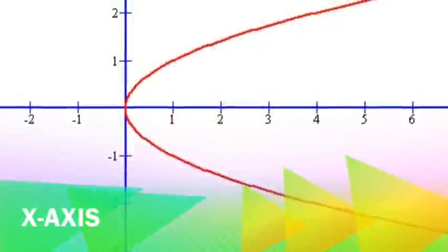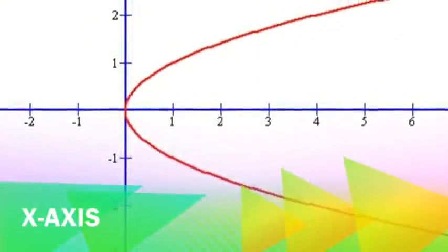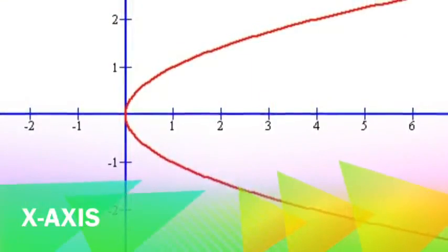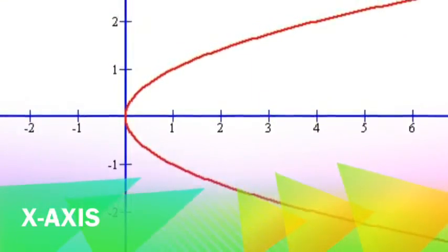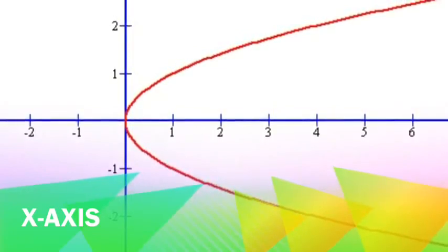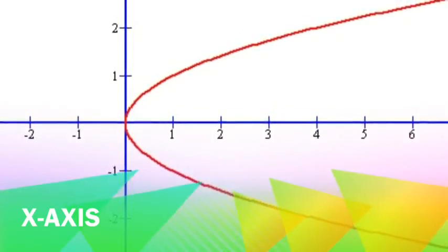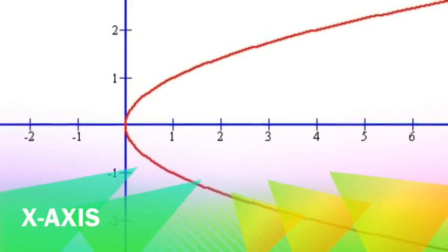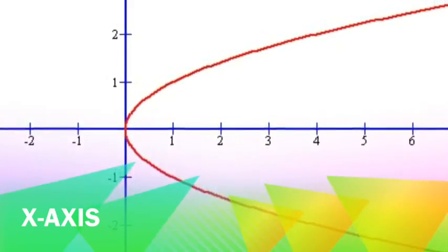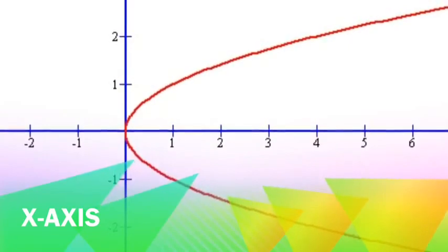We say that a graph has x-axis symmetry or is symmetric about the x-axis when its graph would look the same if it were reflected about the x-axis. So a graph is symmetric about the x-axis if whenever the point (x, y) is on the graph, so is the point (x, -y). For example, this graph. You could fold it across the x-axis and it would be completely identical to the other side.